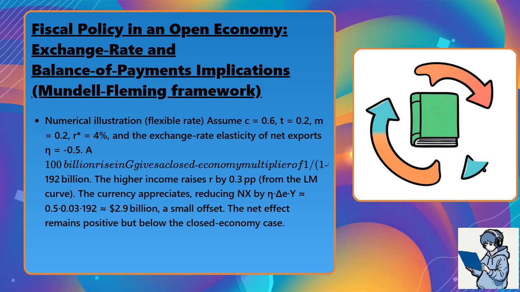The higher income raises R by 0.3 percentage points from the LM curve. The currency appreciates, reducing NX by eta times change in E times Y, approximately 0.5 times 0.03 times 192, about $2.9 billion, a small offset. The net effect remains positive but below the closed economy case.